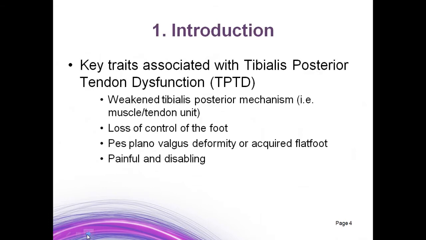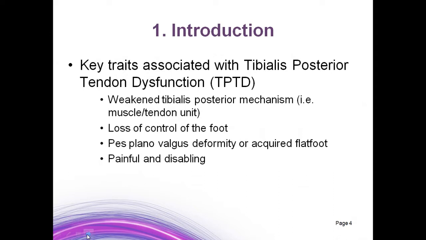So the disease process, or the condition known as tibialis posterior tendon dysfunction, is characterised by several key traits, each of which will vary in severity depending on the stage. However, regardless of the severity, most of these traits are present. The first one is the tibialis posterior mechanism is weakened, and this then results in a loss of control of the foot.